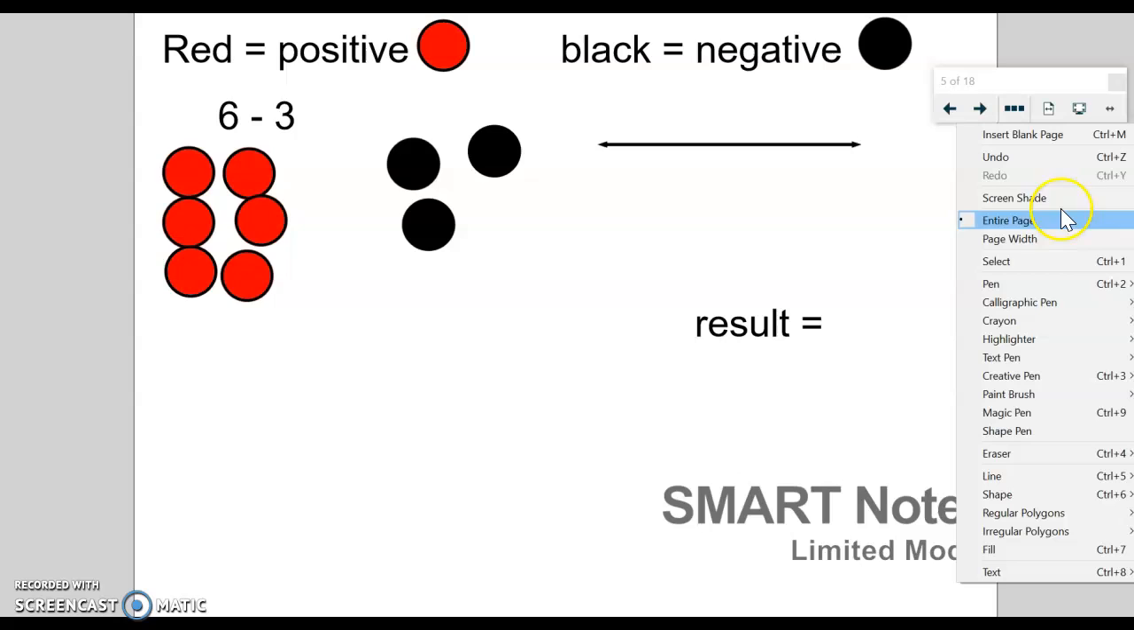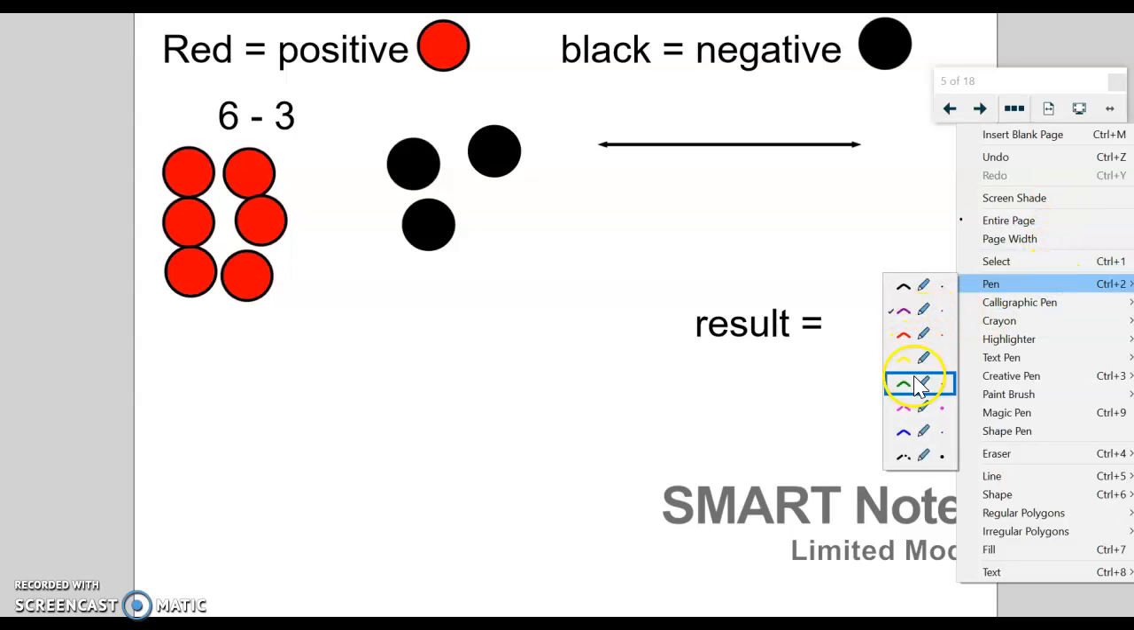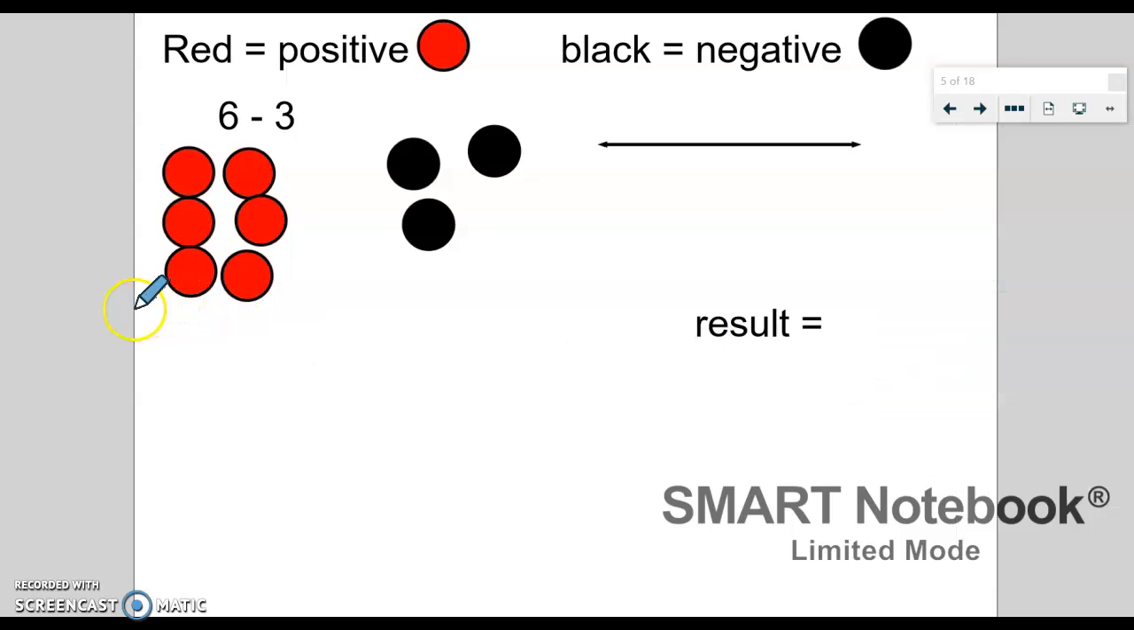And now you look at whether or not you have a pair of red and black chips. So here's one red and here's one black. They disappear, cross out. Here's one red, here's one black, they cross out. Here's one red, here's one black, they cross out. And you've got to look at what you're left over. 1, 2, 3 red. That means your answer is going to be 3 and positive.